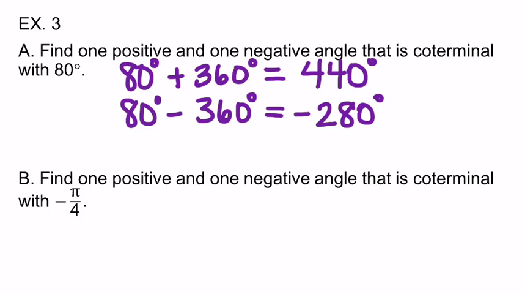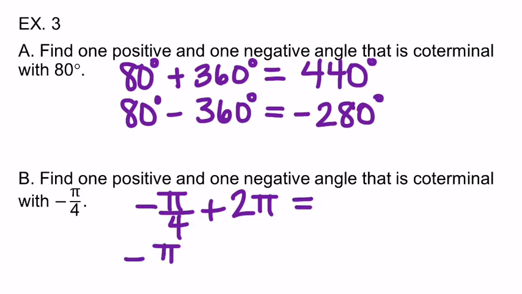Okay, same thing for part B. We have an angle negative pi over 4, and we're supposed to find a positive and a negative angle that are coterminal. So I'm going to take the angle that they gave me, negative pi over 4, and add 2 pi to that angle. And then I'm going to take negative pi over 4 and subtract 2 pi.